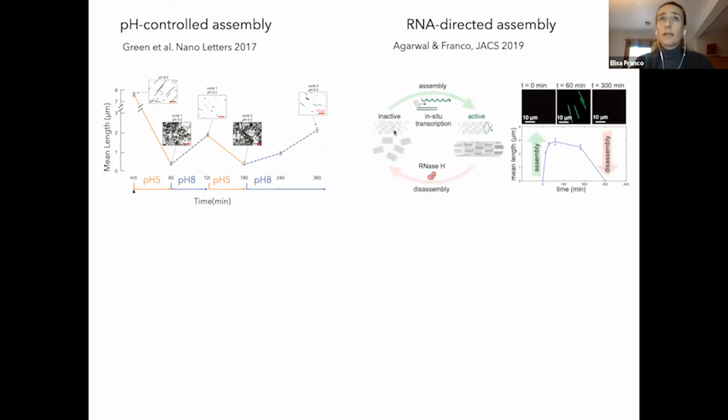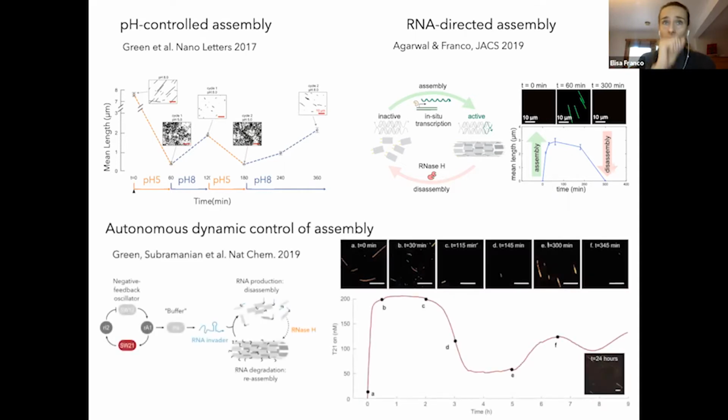So we have designed tiles that are inactive constitutively, but as you have transcription of an RNA molecule, they get activated and you have assembly. And then you have enzymes that can degrade RNA once it's incorporated into the tiles or in the structures and cause disassembly to happen. So this is how we obtained transient assembly with a programmable duration of the assembly. And finally, we have also developed a system where we interconnected a molecular oscillator. This is an in vitro oscillator that is transcription only.